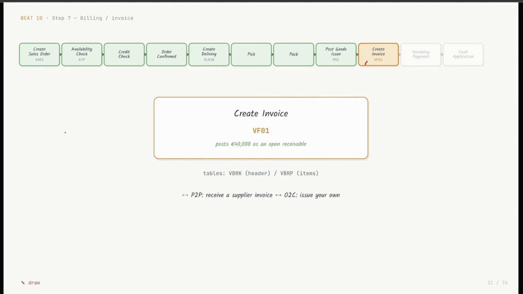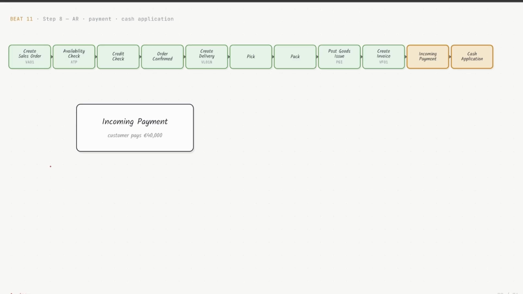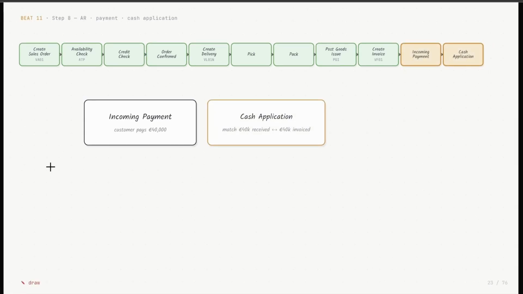You have the transaction that has the following code, and the invoice goes to the customer. This means that you post 40,000 as an open receivable. The invoice will be sitting as an open accounts receivable item. So the customer pays, the incoming payment is posted, and cash application clears the open item. So we match the 40,000 received against the 40,000 invoiced.